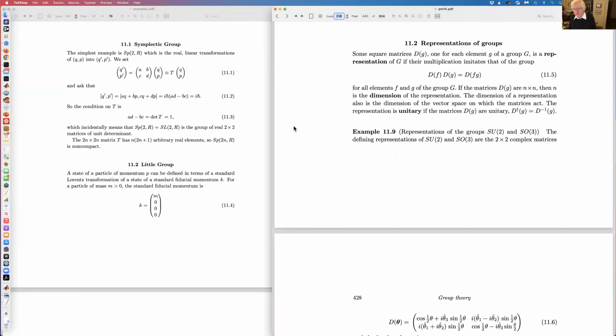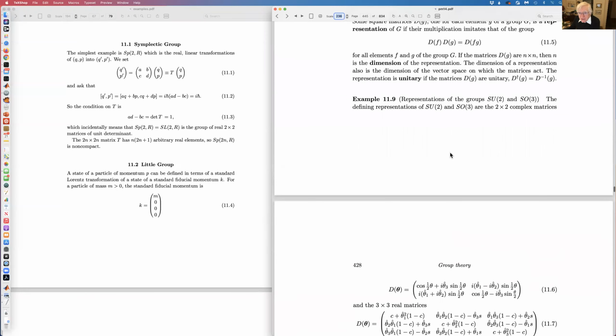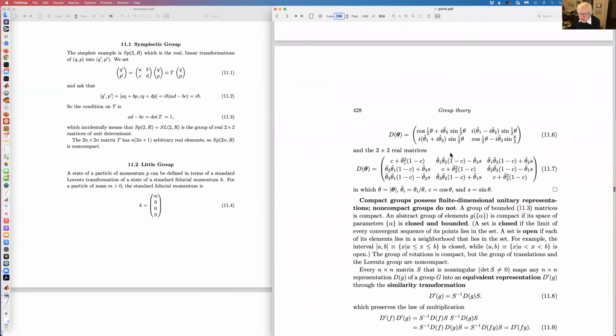Because after all, we have the best Congress money can buy, and it hasn't invested in science properly for 50 years. Anyway, examples of representations are the rotation group in 2 and 3 dimensions.